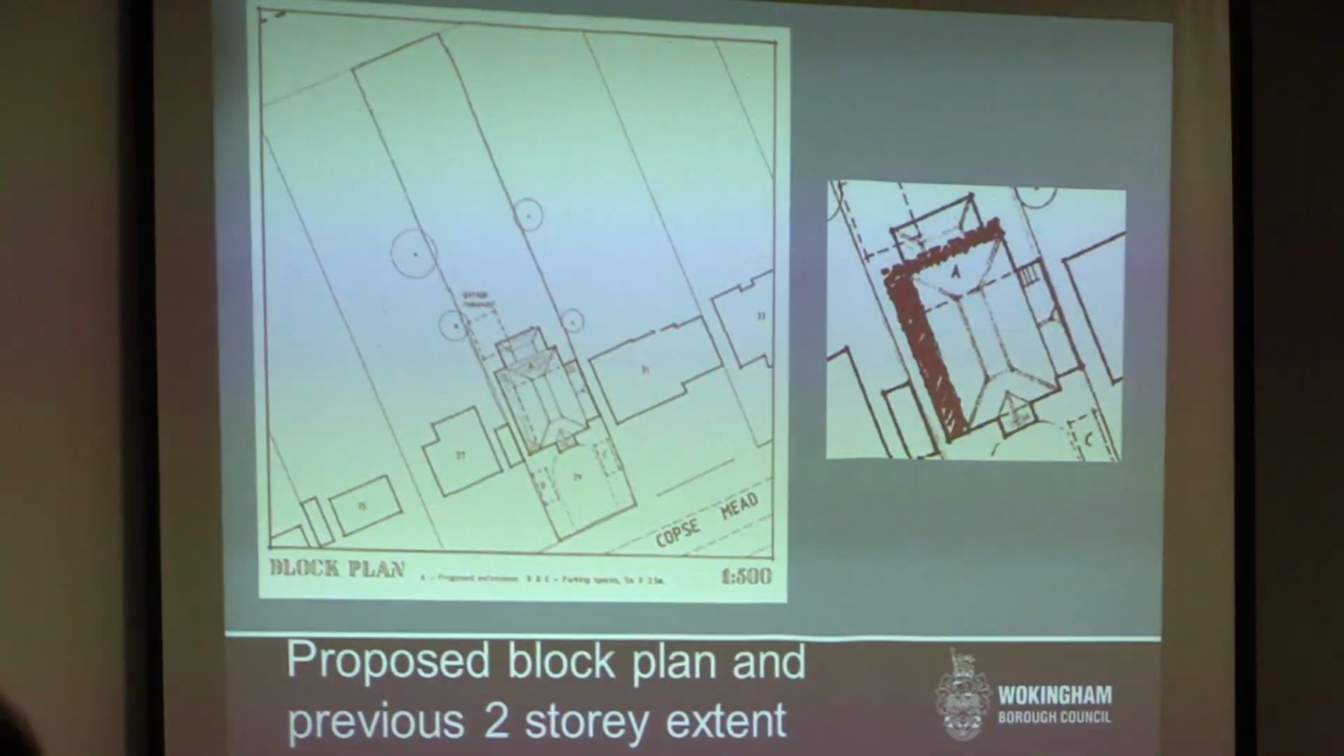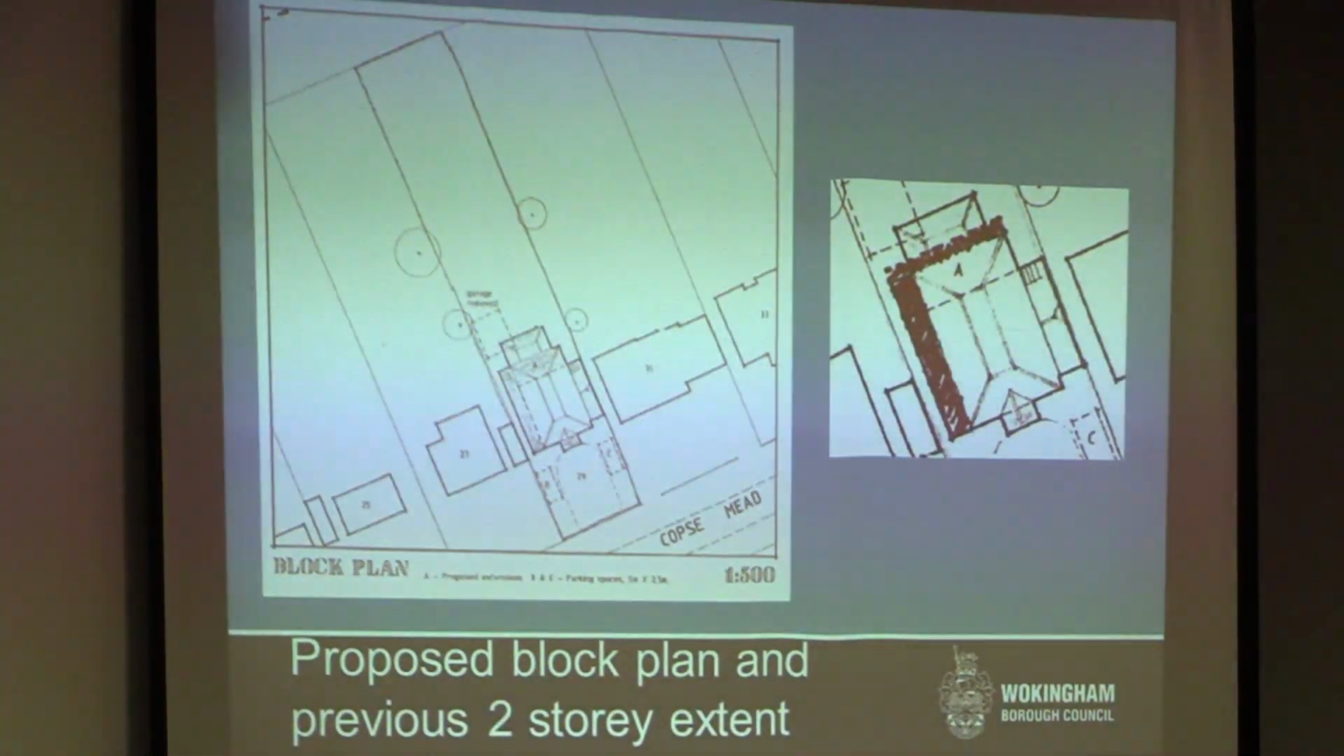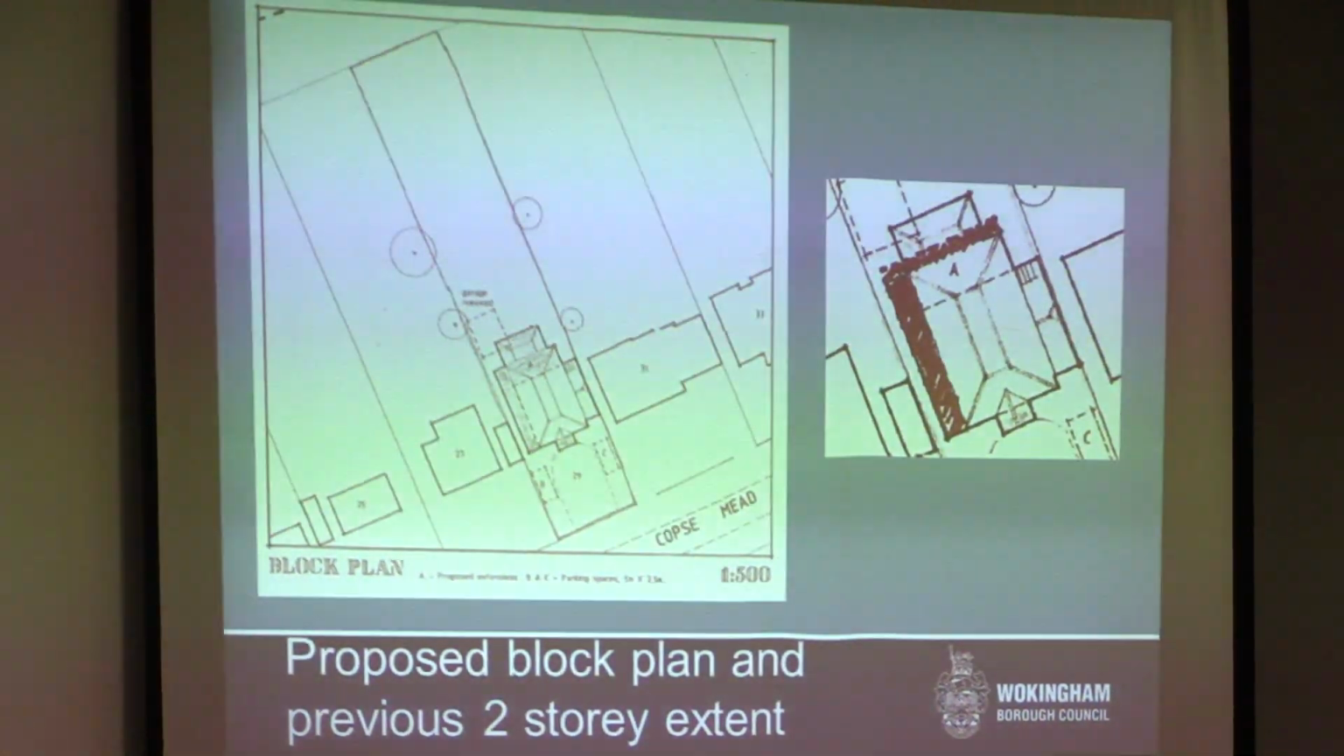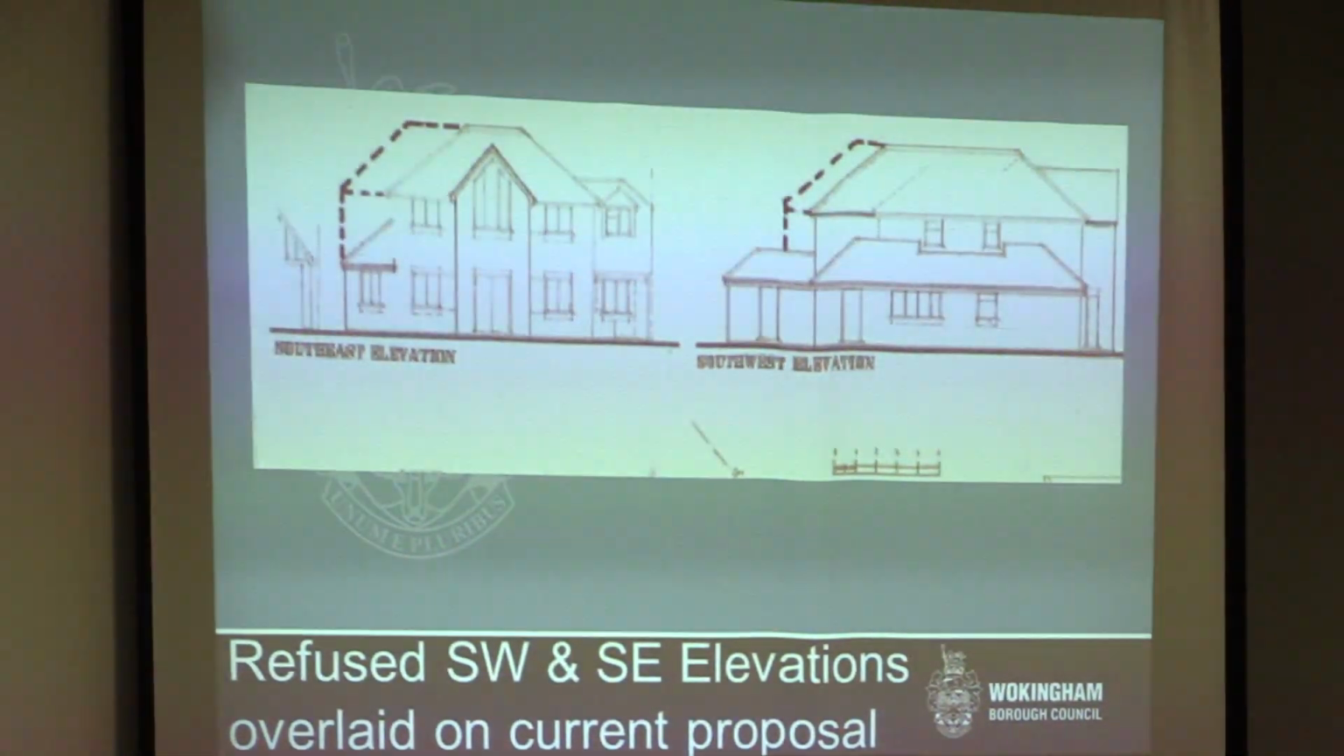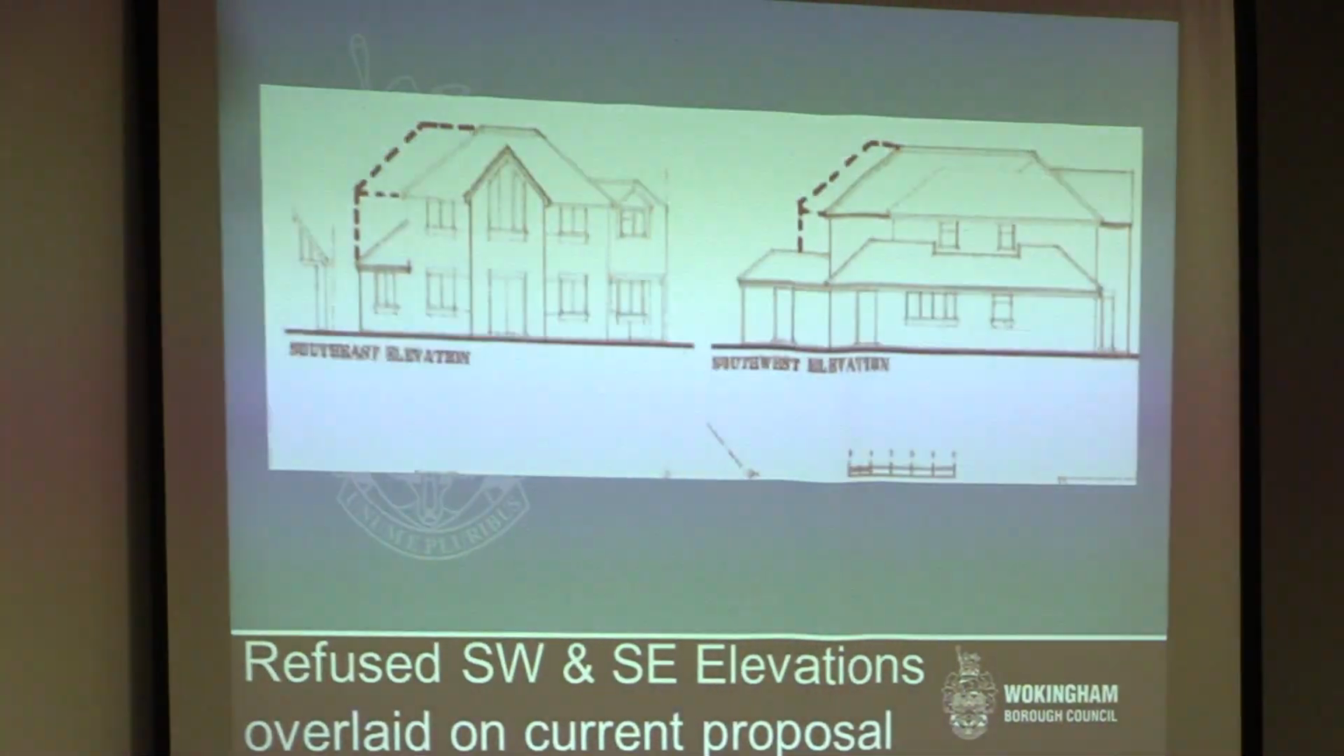Apologies. Yeah, the main concern to be considered with the current proposal is therefore how this has addressed the issue. The slide shows the current proposal with the previous two-storey elements marked. Here is the previously refused proposal overlaid onto the current proposal.